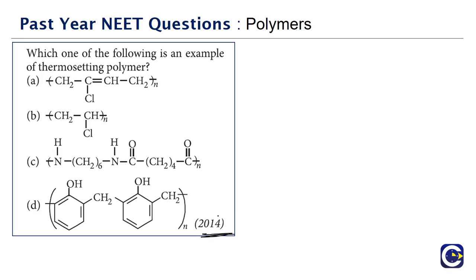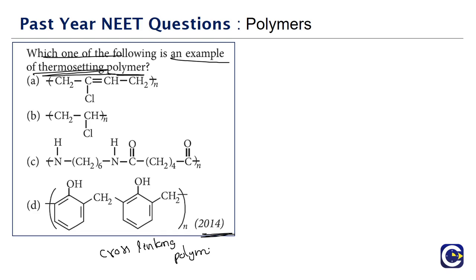Next we have a question that has come in 2014. This is an interesting question. Which one of the following is an example for thermosetting polymer? So thermosetting polymers are what? When we heat them, they will get hardened. Already we said the cross-linking or three-dimensional polymers, right?